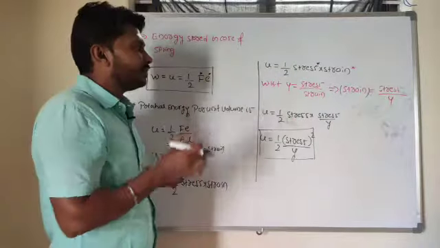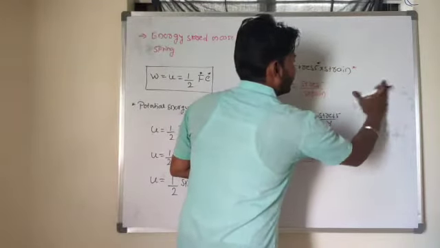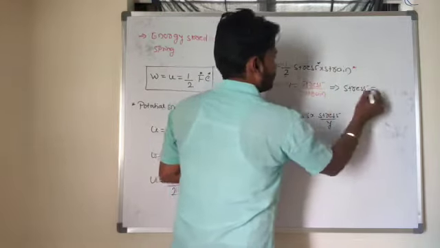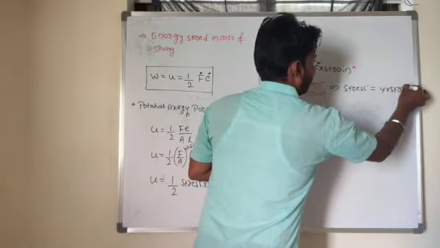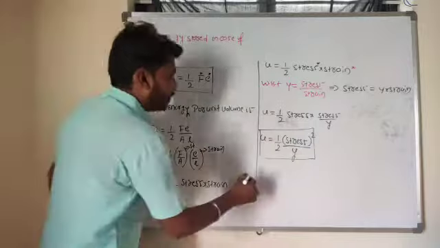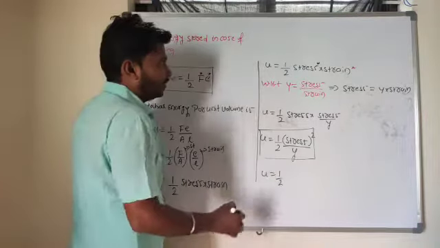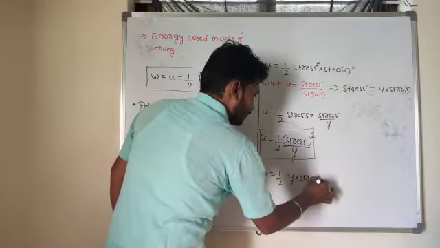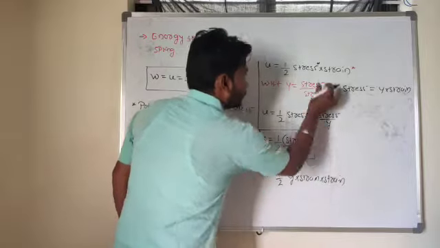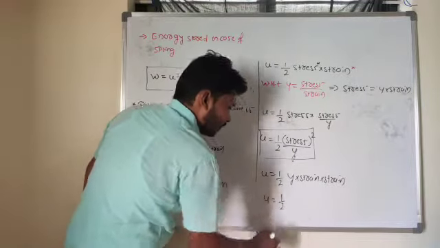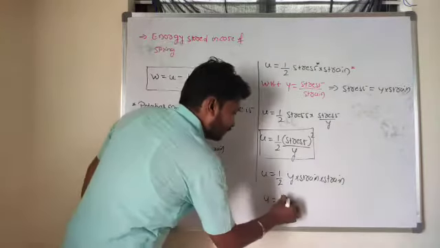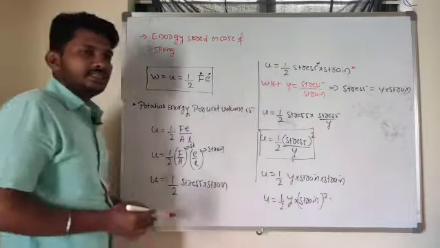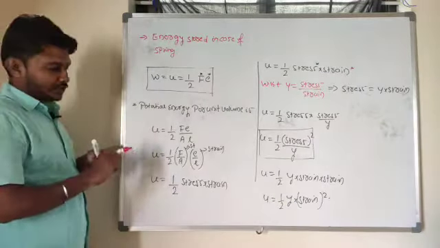What about the stress here? Y is equal to stress by strain. Let me take the stress value. So stress is equal to Y into strain. Again this equation I can rewrite in another form: half of stress, which is Y into strain, into strain. So U is equal to 1 by 2 Y into strain square.